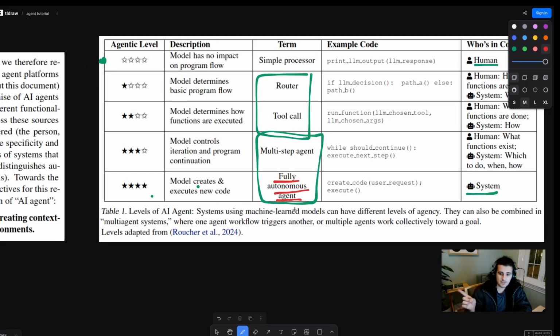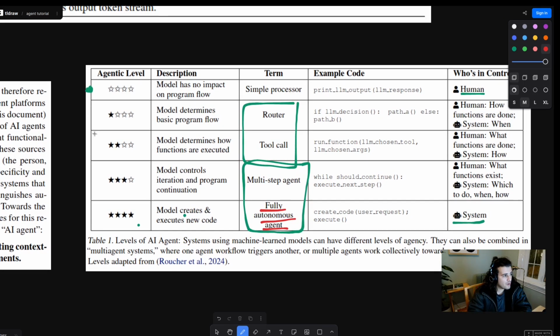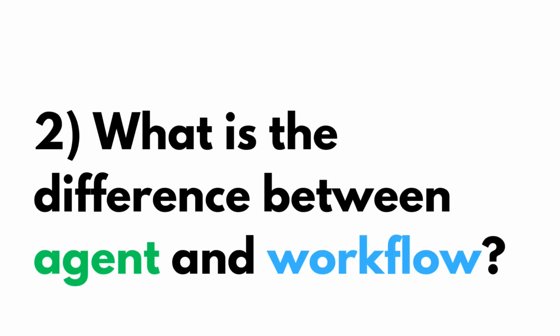And as we're going to see in a few minutes with the workflow and the agent separation, a workflow is this part. An agent, for Anthropic, is this part over here, these two gradations. Let's examine now the difference between an agent per se and a workflow.